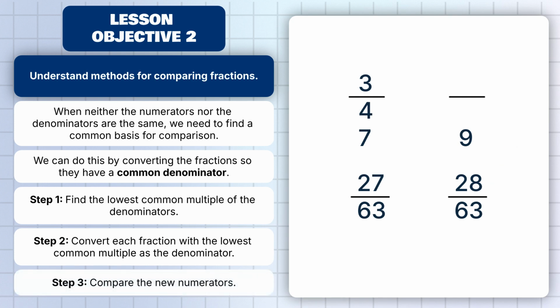Finally, compare the numerators. Since 28 is greater than 27, we conclude that 4/9 is greater than 3/7. This works because converting the fractions to have the same denominator essentially means we're comparing the equivalent parts of the same whole.